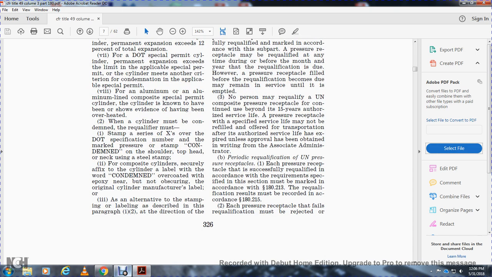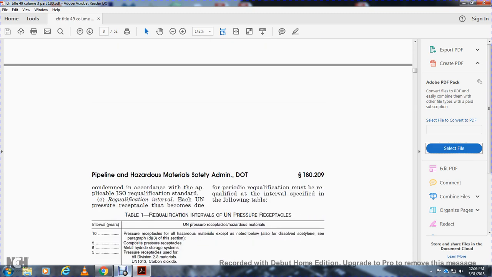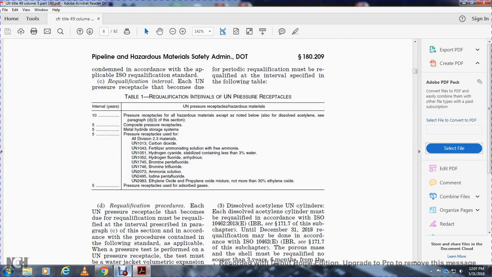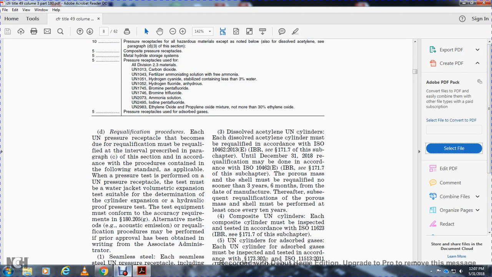B. Periodic requalification UN pressure receptacle. Each pressure receptacle that is successfully requalified in accordance with requirement specification in section must be marked in accordance with 182.13. Requalification result must be recorded in accordance with statute 182.15. Each pressure receptacle that fails requalification must be rejected or reclaimed, condemned in accordance with the applicable ISO requalification standard. The requalification interval of the UN pressure receptacle that becomes the periodic requalification must be qualified interval specified in the following table. Table 1 requalification under pressure UN pressure receptacles.